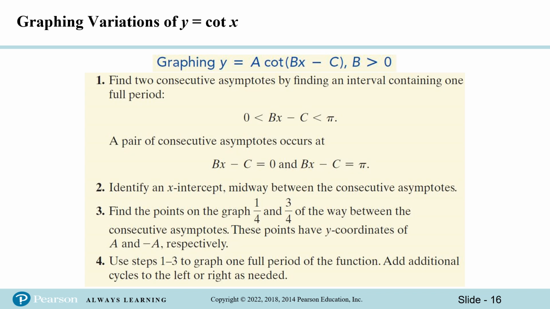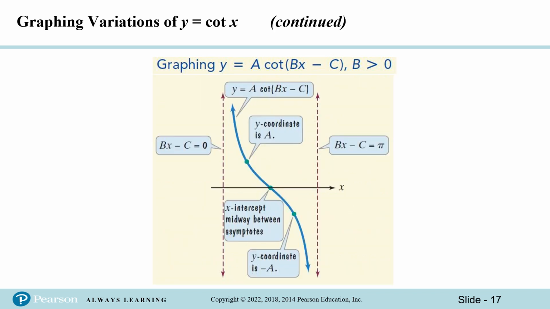To graph the cotangent, you find two consecutive asymptotes. This time, instead of between negative pi over 2 and positive pi over 2, you go between 0 and pi. But otherwise, it's the same. 0 and pi. Halfway between, a quarter, that's going to give you a positive A, a negative A, positive A, and negative A. And that will give you one period. Okay, so here's a nice, pretty graph of all the information that you need.